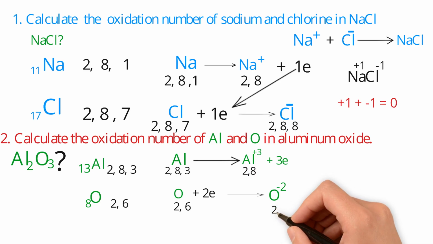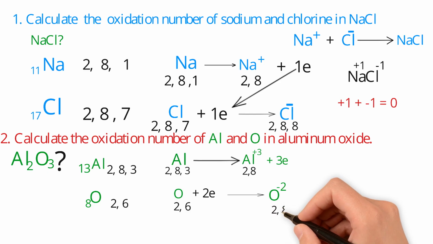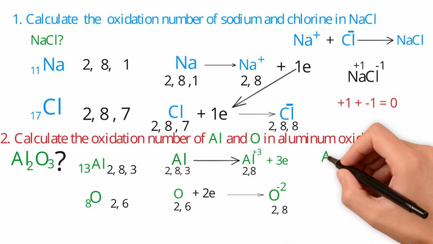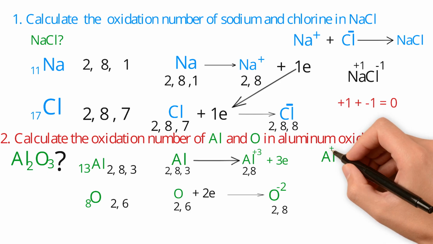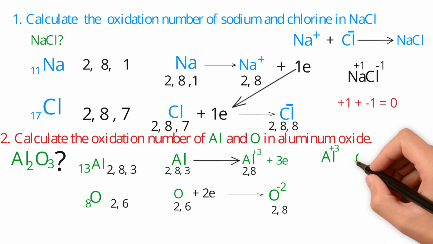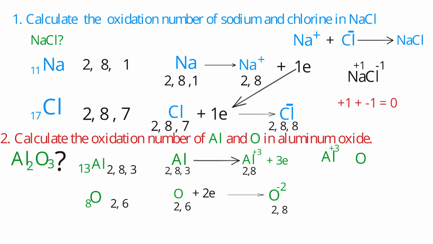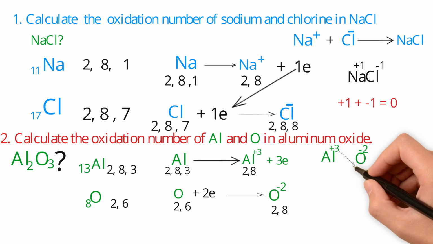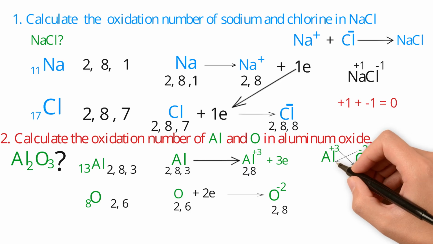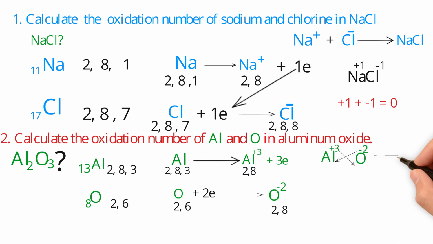is 2,8. Now these two ions, opposite ions, attract each other and form aluminum oxide by crossing their oxidation numbers. Aluminum 2, oxygen 3. Therefore, the formula of aluminum oxide is Al2O3, aluminum 2 and oxygen 3.